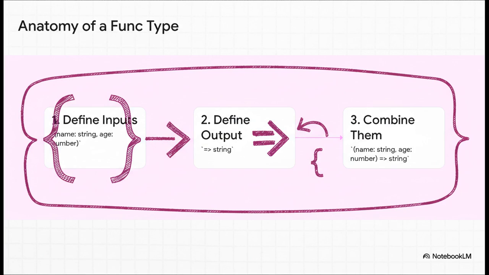Okay, I know this syntax looks a little weird at first glance, but it's actually super logical. Think of it like a recipe. First, you list your inputs, the parameters. Then that little arrow says, and this will give you, and then you state what comes out, the return type. It's like creating a reusable blueprint for a function.